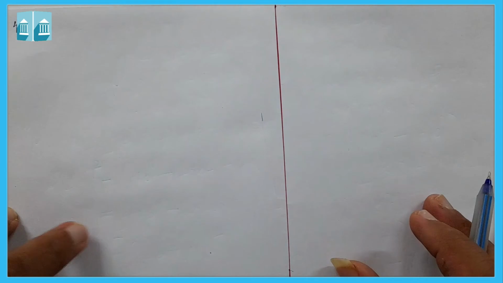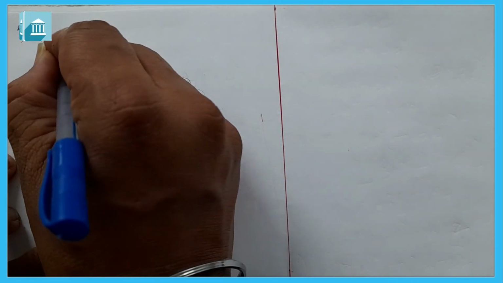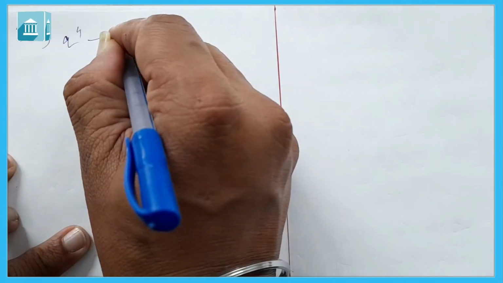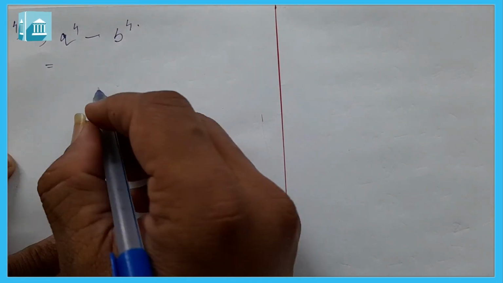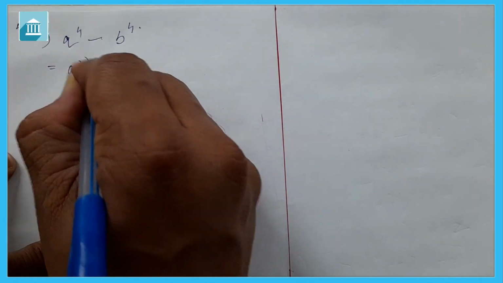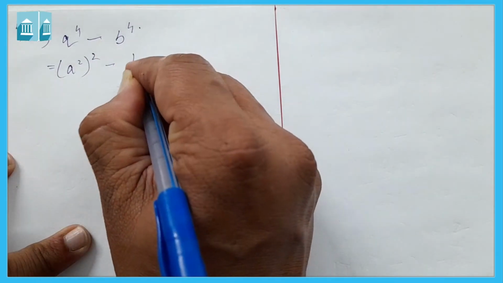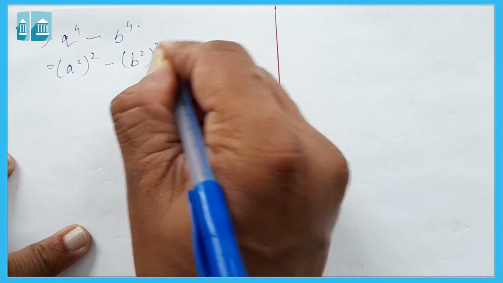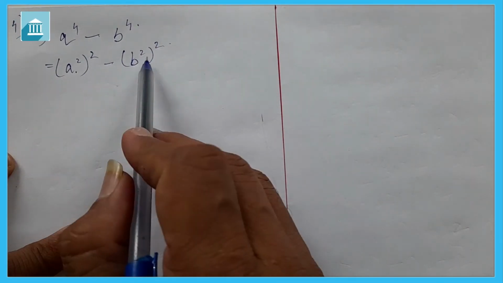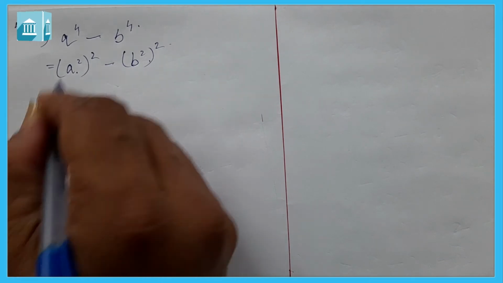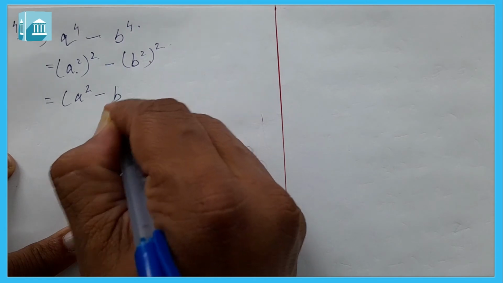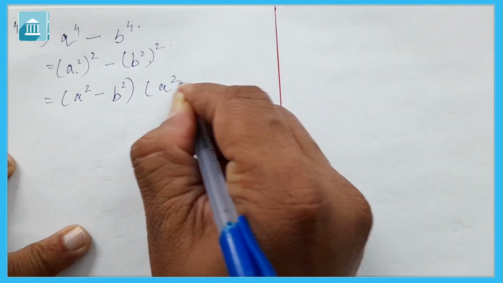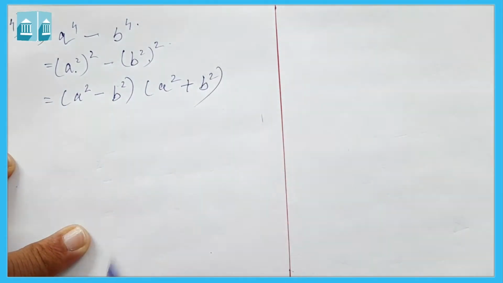Now let us see question number 4. The first one is a to the power 4 minus b to the power 4. This can be written as (a square) whole square minus (b square) whole square. Now again it is a square minus b square, so this can be written as (a square minus b square) into (a square plus b square).